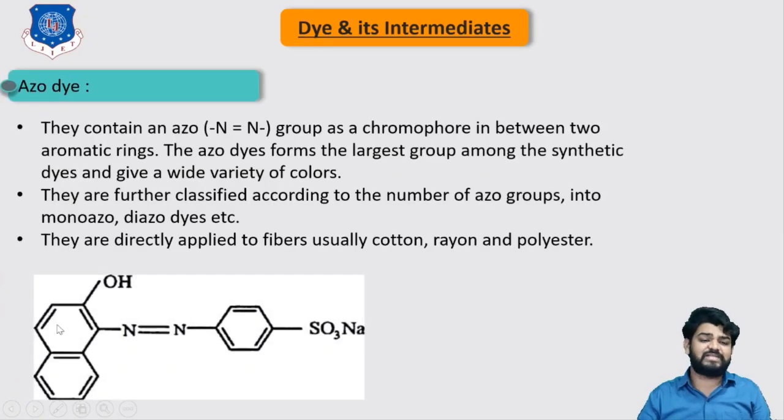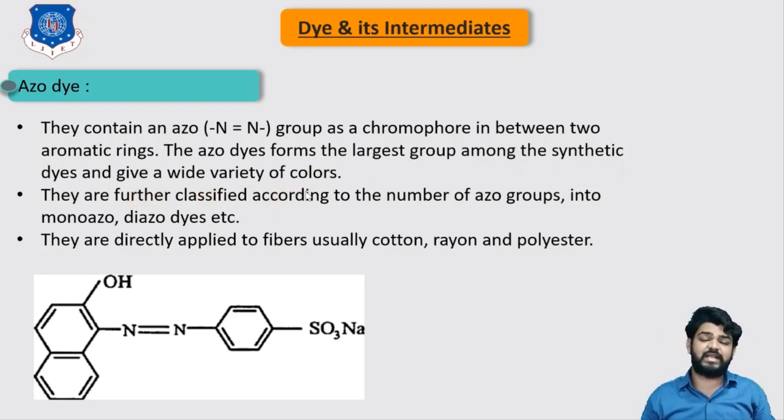Now after the nitro dyes, there is the azo dye which contains the azo group, that is N double bond N. This group acts as the chromophore in between two organic rings. This chromophore refers to the group which is responsible for the linkage between two aromatic rings. Now these azo dyes form the largest group among all synthetic dyes and give a wide variety of colors.